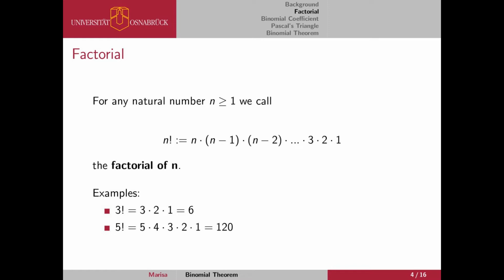In practice, this means for 3 factorial that we will multiply the 3 times the 2 times the 1, and then we stop. Therefore, 3 factorial equals 6. For 5 factorial, this works the same. We calculate 5 times 4 times 3 times 2 times 1. The result of 5 factorial is therefore 120. This is pretty much straightforward.